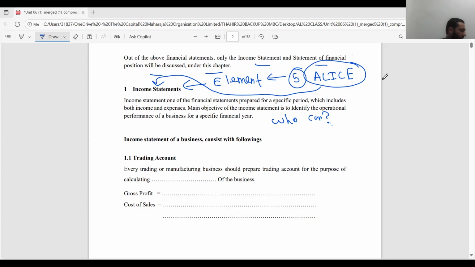Name of one concept. Right. Yes, Ziana. Very good. Business entity concept. Right. Okay. So y'all can remember what we have learned last week.